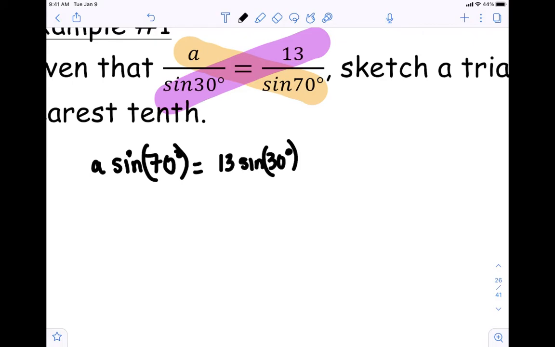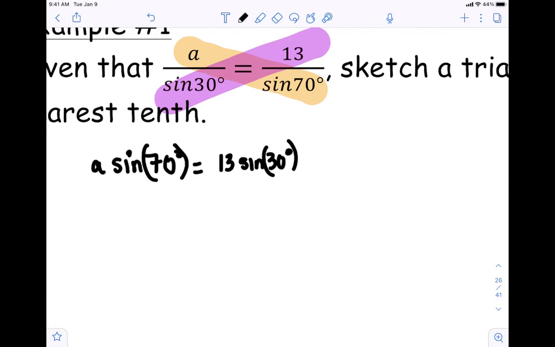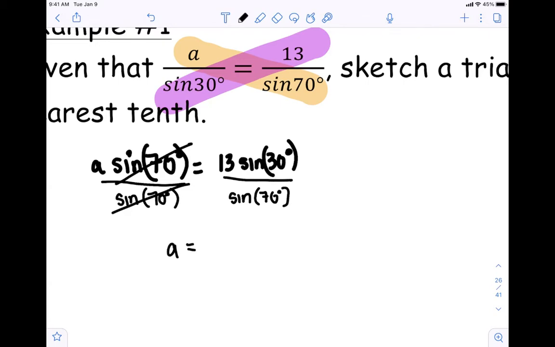Now, in order for us to get a by itself, we actually have to get the sine 70 to the other side. That's one item. This is kind of one grouping right here that we need to remove and bring to the other side to get that variable by itself. So you're going to divide both sides by sine 70 degrees. What you do on the left, you do to the right. So what that does is it crosses off that sine of the 70, leaving us with a, which is what we're trying to solve for. We're trying to solve for what is the side length for a.